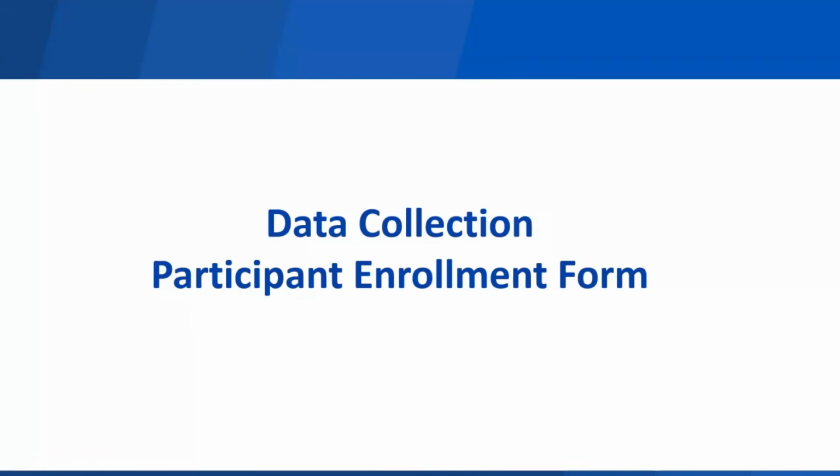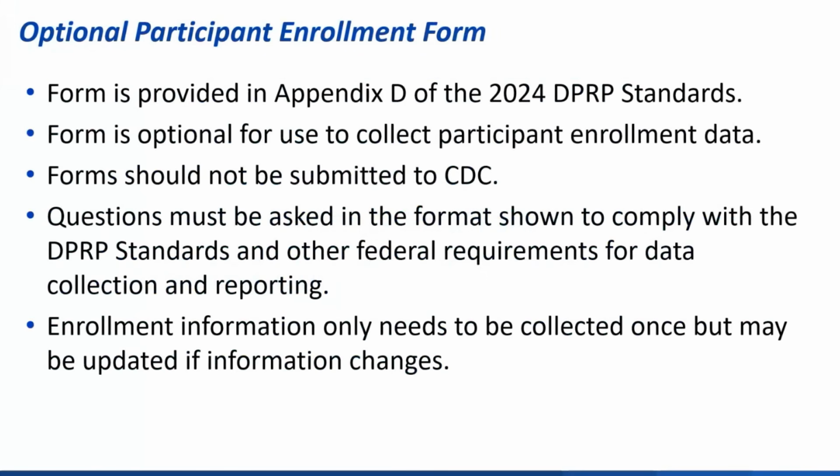In an effort to simplify collecting enrollment data from participants, we have created an optional data collection participant enrollment form. The participant enrollment form is located in Appendix D of the 2024 DPRP Standards. Use of the form itself is optional when collecting participant enrollment data, but the individual questions themselves are not. If you choose to use the form, please do not send it to CDC. Instead, use the participant responses to populate the corresponding columns in the CSV. Enrollment information needs to be collected only once, but may be updated if the information changes.